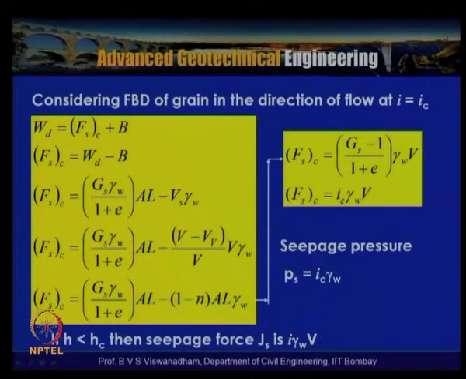So, at i equal to ic, it can be written that Fsc, the force applied in the direction of the flow, is ic gamma w V, where ic is equal to Hc by L, which is nothing but (Gs minus 1) by (1 plus e), into gamma w into V. V is the volume over which the fluid flow is occurring from a higher head to a lower head. So, if H is less than Hc, where the critical head is not yet reached, then the seepage force Js is nothing but i gamma w V.